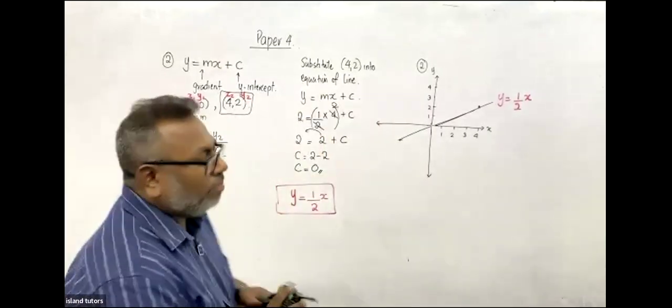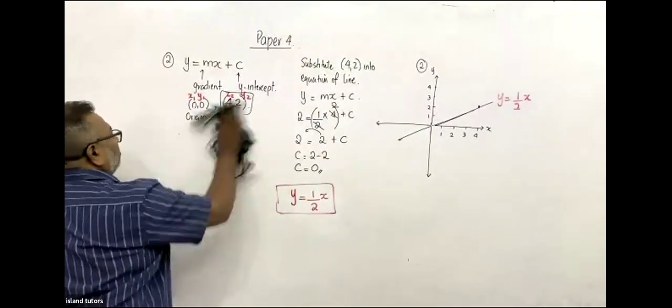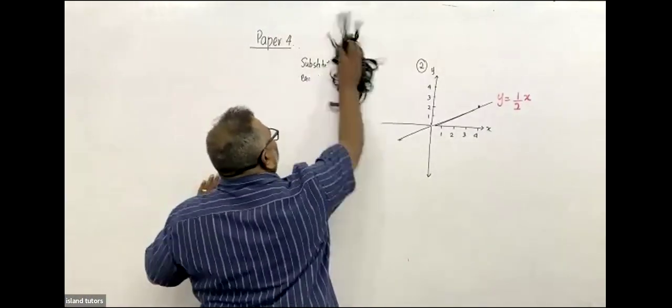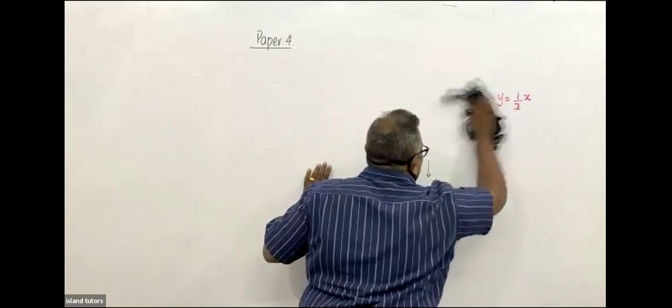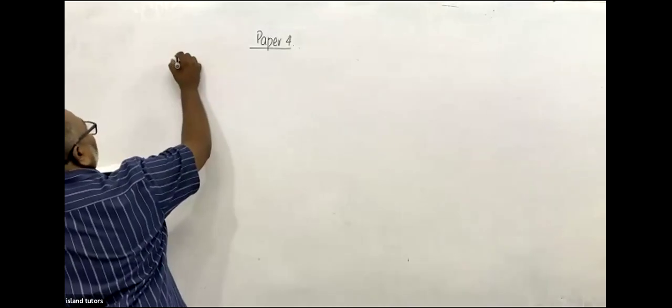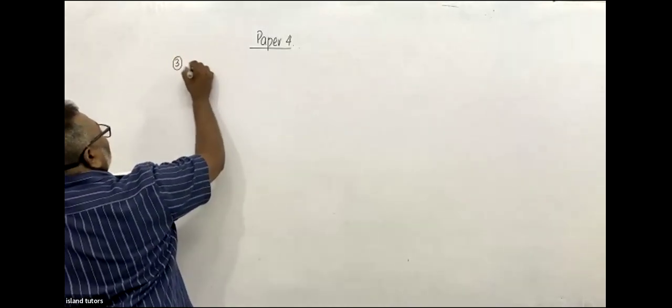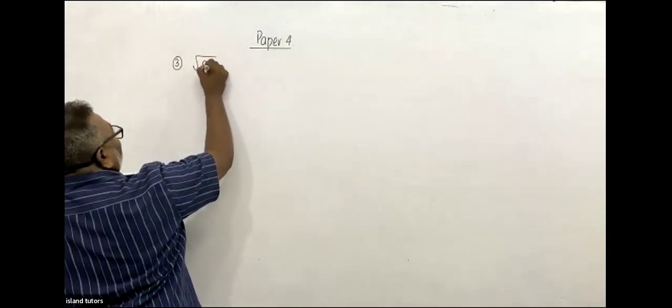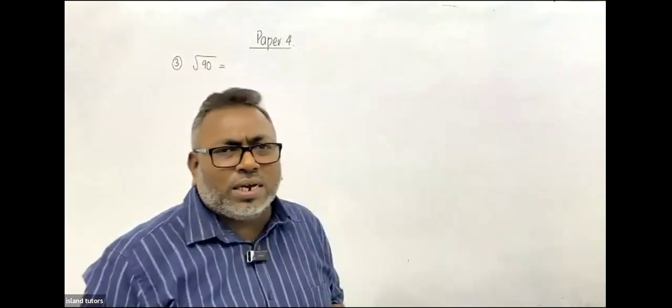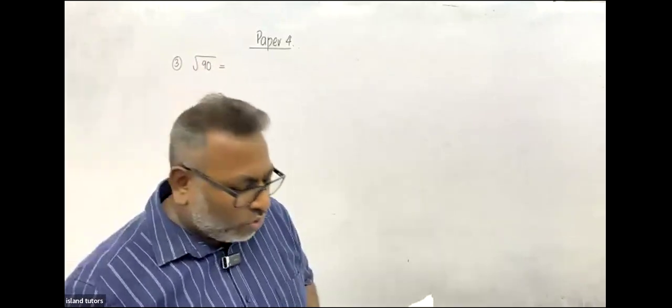Okay, guys, going on to question number 3. Using the information given in the table, find the value of square root of 90. Right, square root of 90. They want you to find an approximate value. You can't find the exact value. Why? Because 90 is not a perfect square.